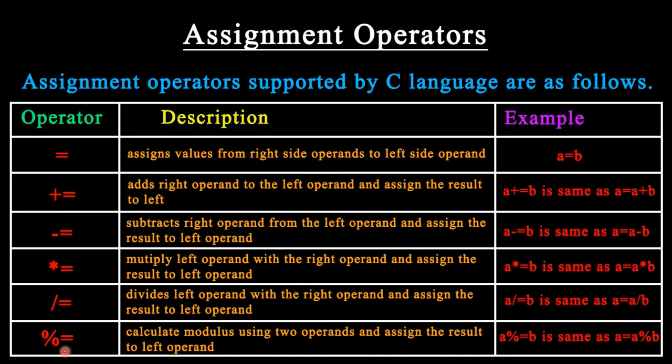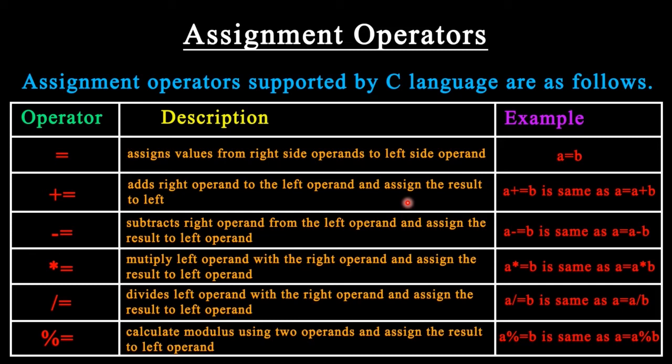Then comes our next operator, which is modulus equals. What this modulus equals does is it calculates modulus using two operands and assigns the result to the left operand. So A modulus equals B is the same as writing A equals A modulus B. Instead of writing A equals A modulus B, we can just write A modulus equals B. With the help of these operators, we can reduce the repetition of our code and increase the efficiency of our program. So this is all about assignment operators.